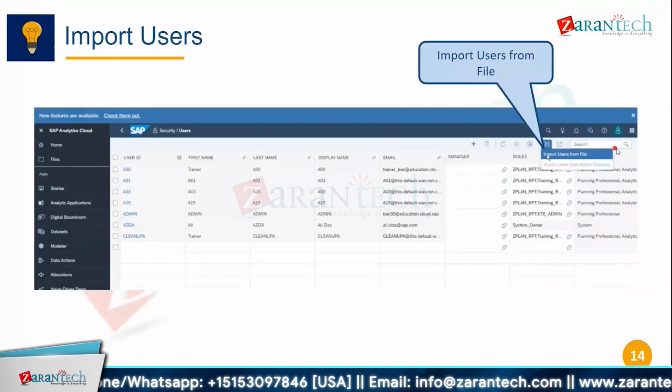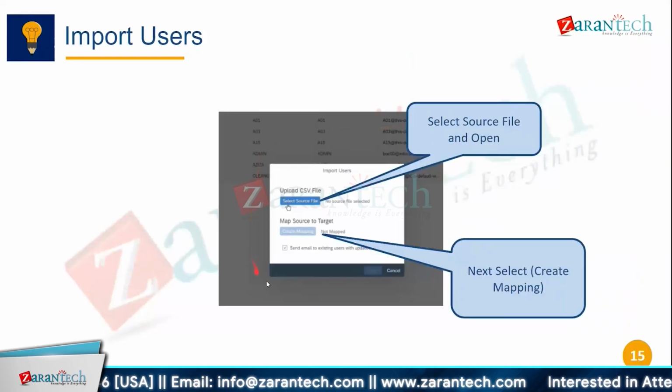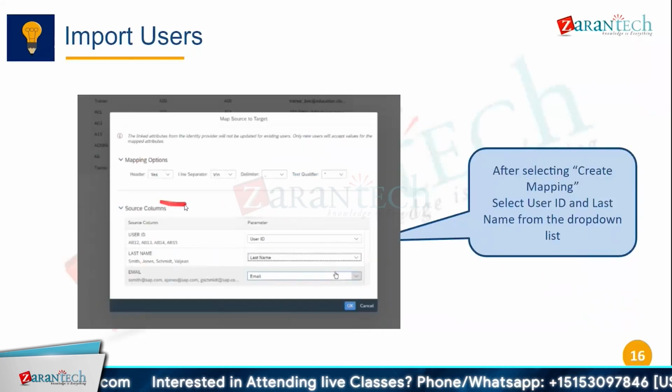So now our scenario is we want to import users from file. So I click on this import button, then I click on this import users from file. Once you click on that, you will see the screen where you can select a source file. So you can click on that. And once you select some source file, next it will ask you to map the fields. As I suggested, we need to have user ID field, first name field, display name, email ID, all these fields which are mandatory.